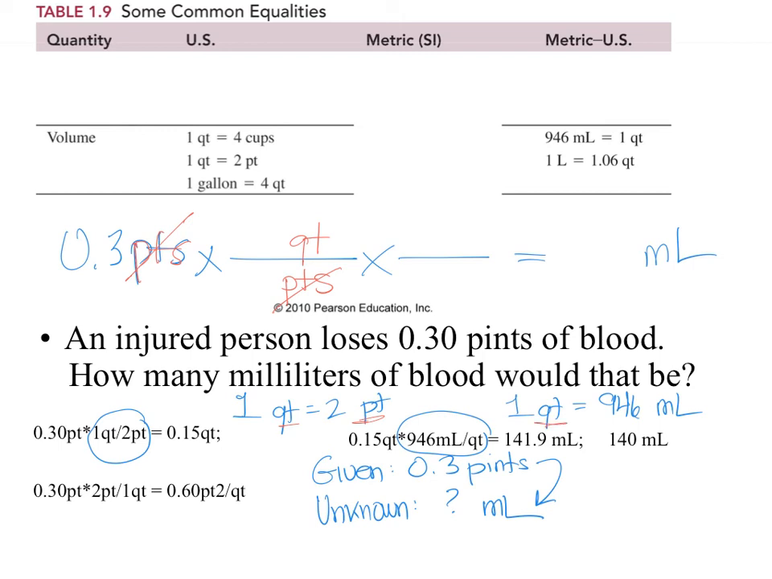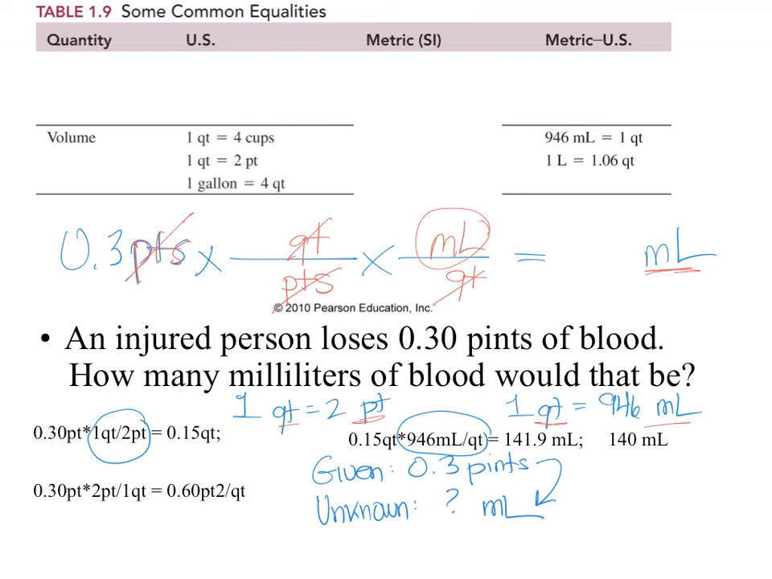Step two, I'm going to go quarts into milliliters. So quarts on bottom, milliliters on top. Quarts on top, quarts on bottom, that cancels, which is good. I didn't want an answer in quarts. Notice, before I plug any numbers in, I have all my units canceling except for what I want, and it's on top, it's in the numerator, which is good, that's where I want it.